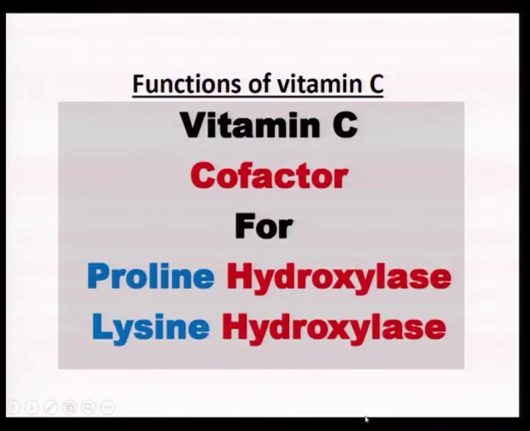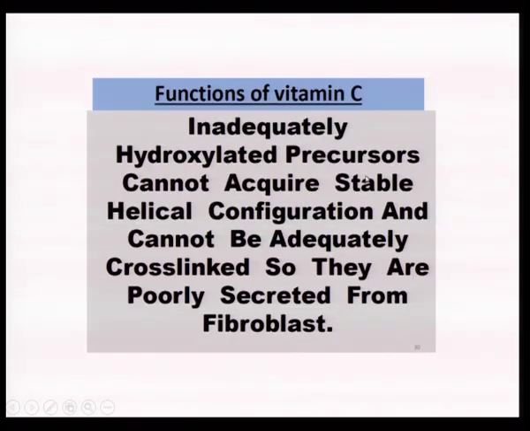Now, in both these cases, what is the role of vitamin C? Vitamin C acts as a cofactor for these two enzymes. So, inadequately hydroxylated precursors cannot acquire stable helical configuration and cannot be adequately cross-linked. So, they are poorly secreted from fibroblast. See this statement, it tells you how hydroxylation is an important feature in the coiling of protein.